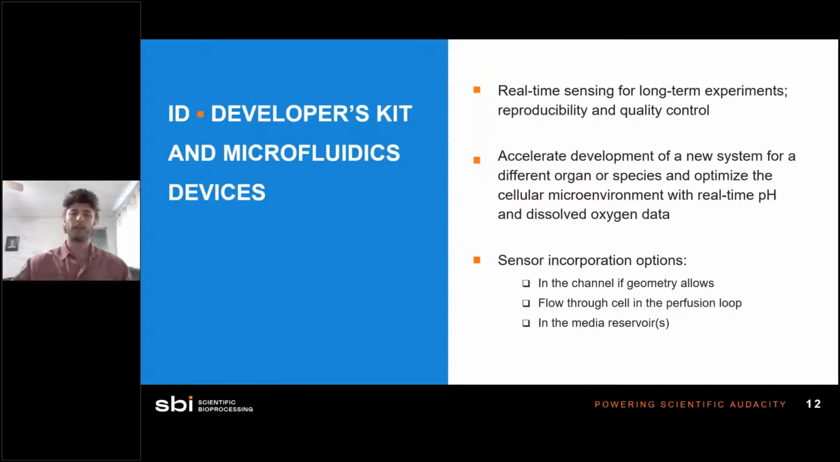Also in the perfusion lines. In microfluidics, it's really common that you'll have a constant flow of media going through, so you have a perfusion loop or a feeding loop or just media that's circulating. We have a flow-through cell that houses a sensor that can fit in these media lines, in these tubes. And then also in the media reservoirs themselves. If you have the media that's being fed to the organ on a chip device, we can have sensors in that media. We can also have sensors in the waste media.